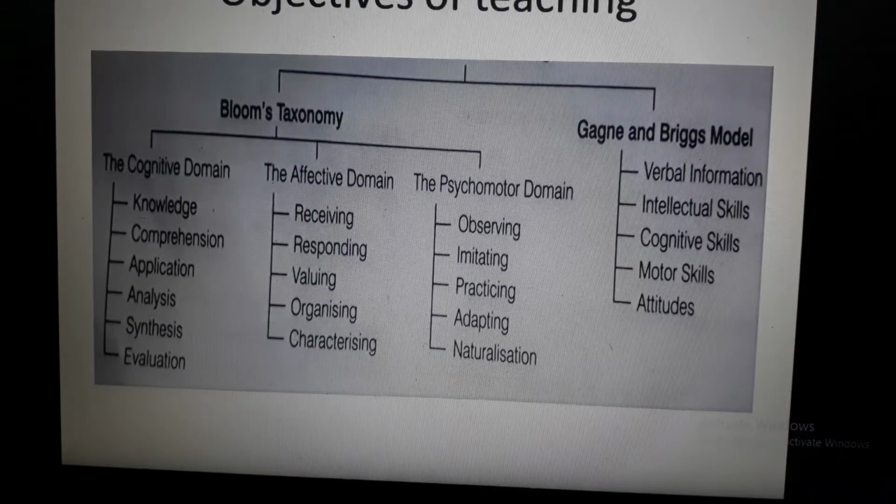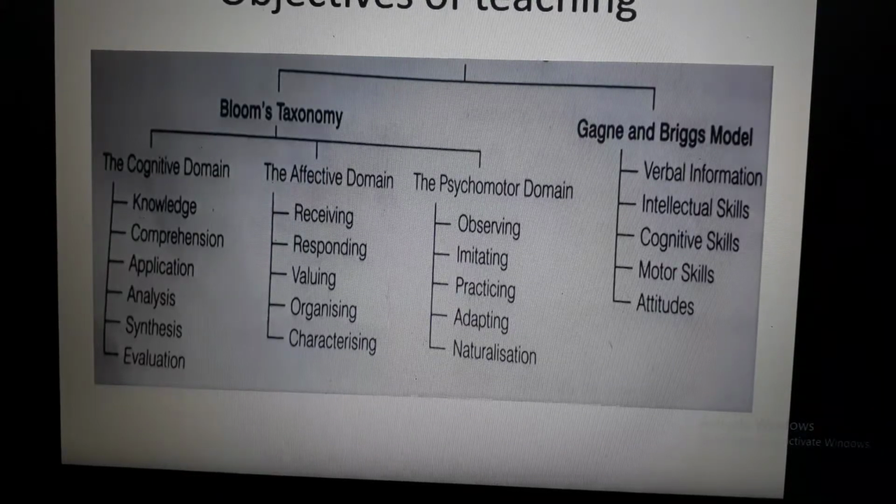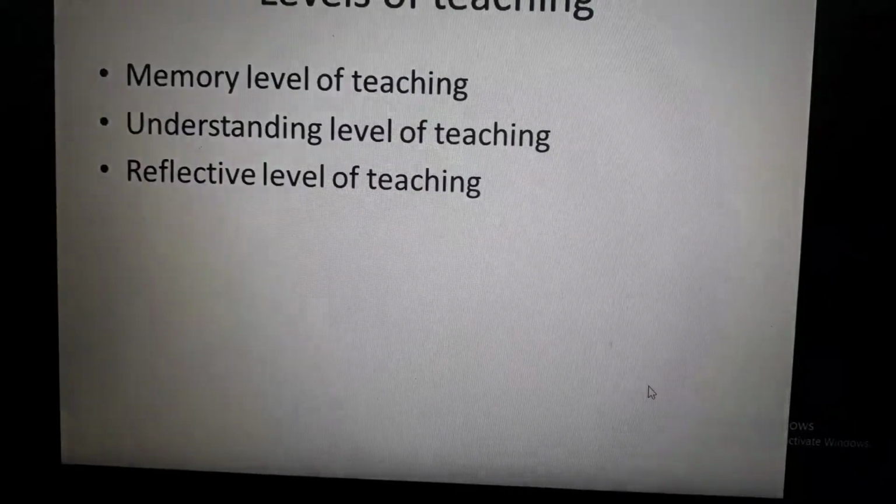Meaning that the objective of teaching is to benefit this attitude, benefit the motor skill, cognitive skill, and all the levels given in this model. So these are the objectives of teaching. So what must be taught? Why teaching? Why we are going to teach is so that they are able to perform their cognitive domain, their affective domain, the psychomotor domain, or they analyze their verbal information, intellectual, cognitive, motor skills, and attitudes. So after objectives of teaching, let us come to the levels of teaching.